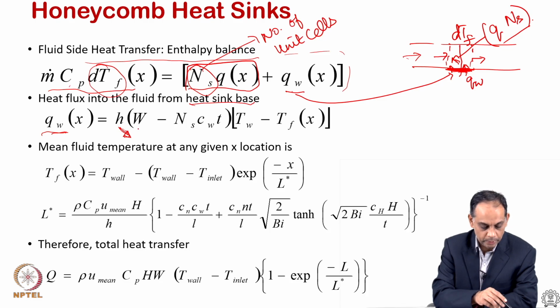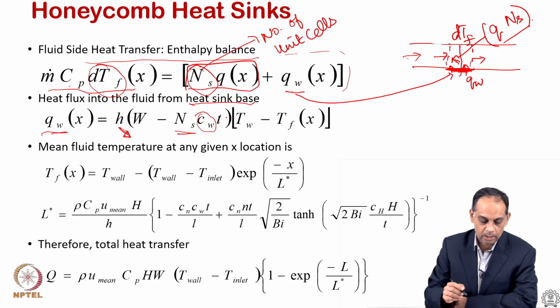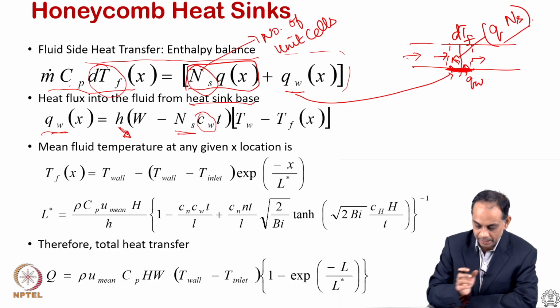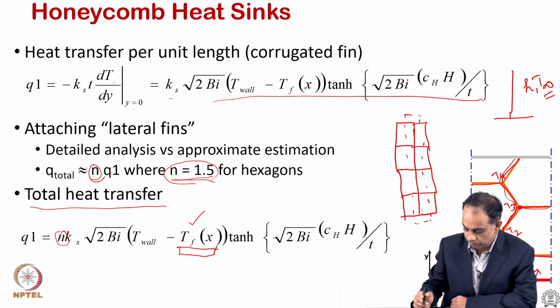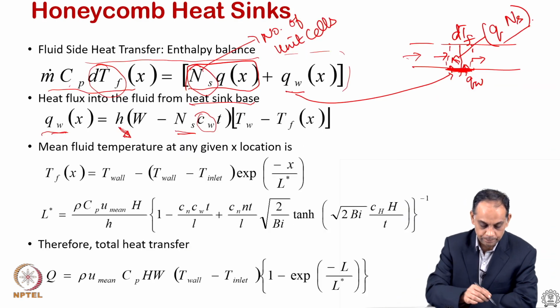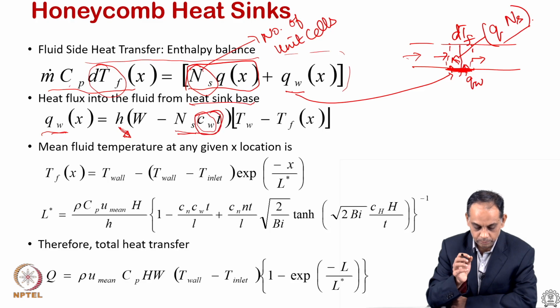And W is the width minus the number of unit cells. CW is another constant that arises just to take into account the area, in order to find out the area of the bottom plate. So, if I want to find this distance, then I need to remove the thickness of this fin, and that is what is taken into account in the form of CW times T. This factor takes into account the thickness of the fin.